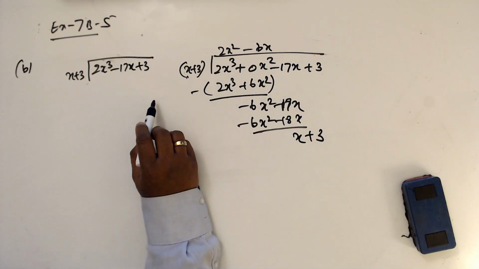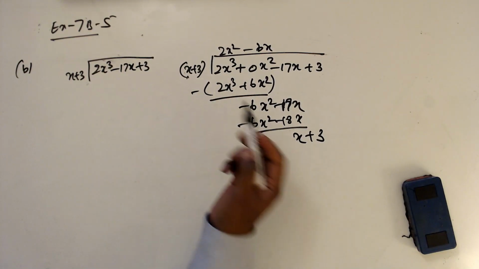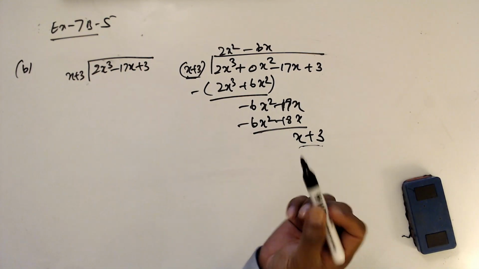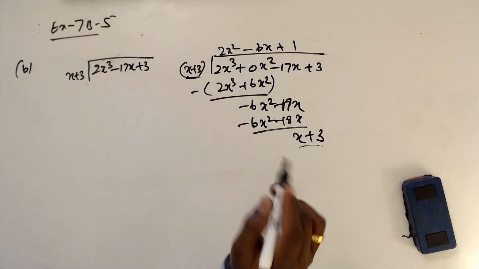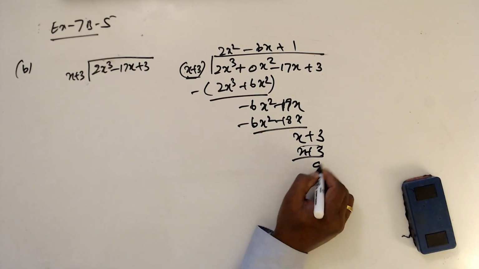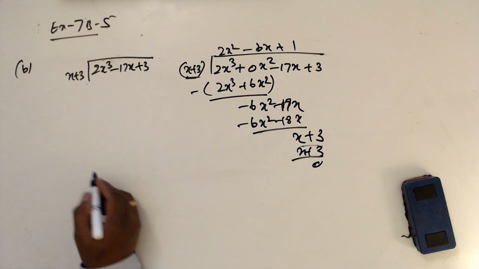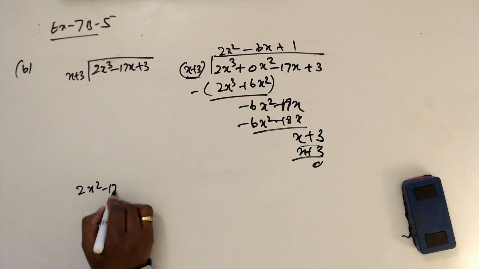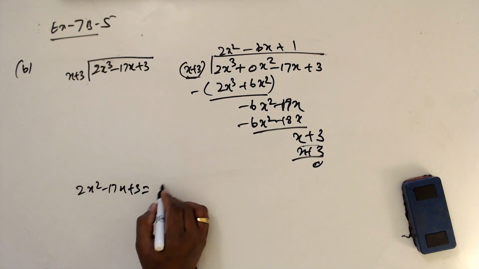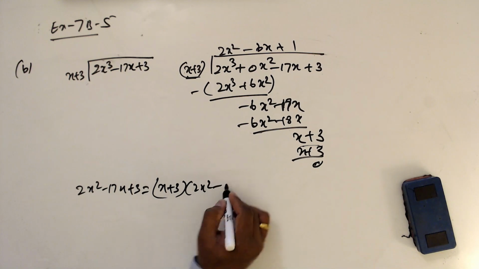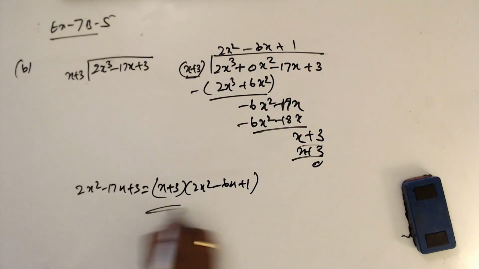So when you clearly look at it, you can see x plus 3 and x plus 3, then the only matching is plus 1. You don't need to think about it. So then it is going to be x plus 3 and 0. So 2x square minus 17x plus 3 equals x plus 3 times 2x square minus 6x plus 1.